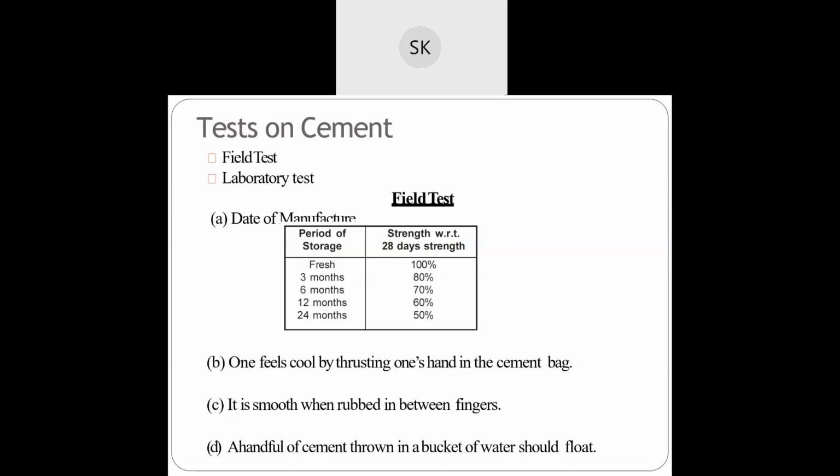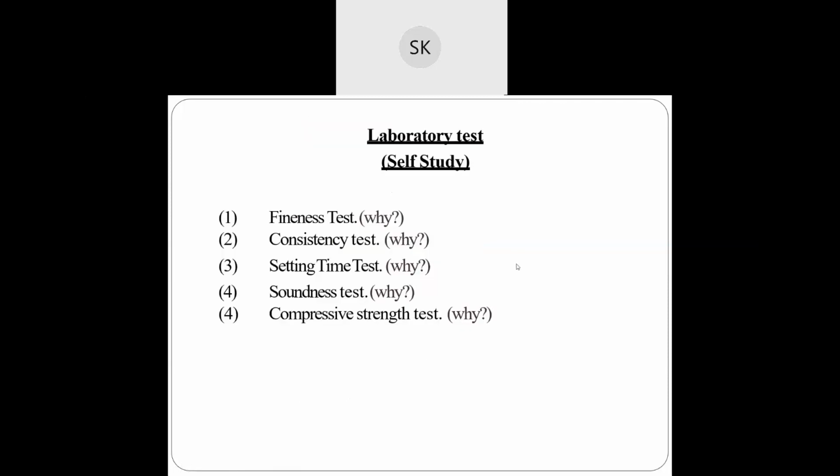Okay, then one feels cool by putting one's hand in the cement bag. You should feel cool when you put your hand in the cement bag. It is smooth when rubbed between fingers. When you rub a small amount of cement between your fingers, it should be smooth. A handful of cement thrown in a bucket of water should float. So basically, these are different physical tests or field tests on cement.